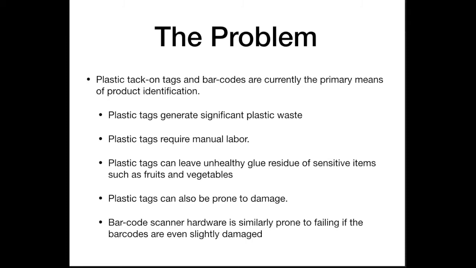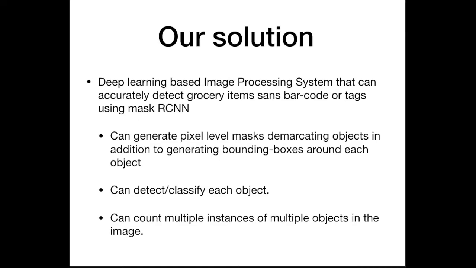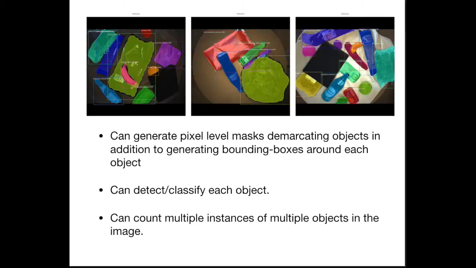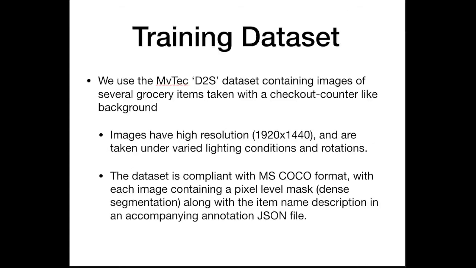significantly reduce checkout efficiency. Our solution is to use a deep learning-based image processing system that does not require any tags. We propose using the state-of-the-art Mask RCNN method, which can segment an image at the pixel level, allowing for not only detecting objects in the scene, but also counting how many instances there are of each object.